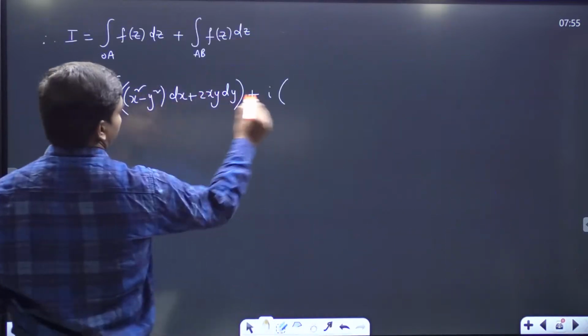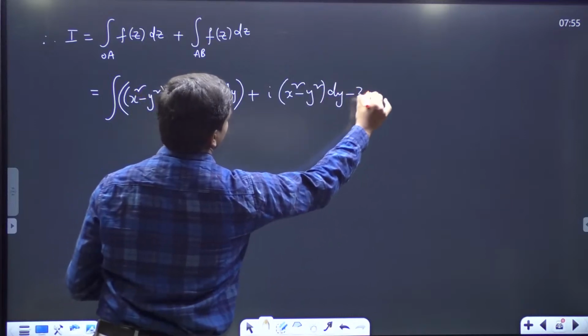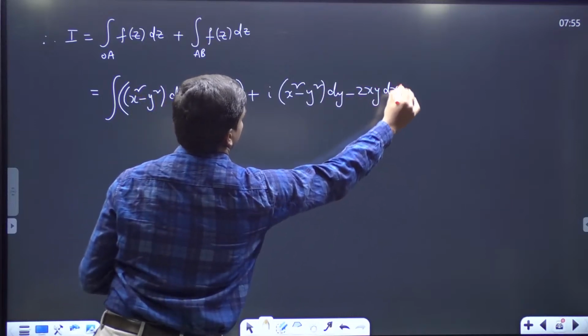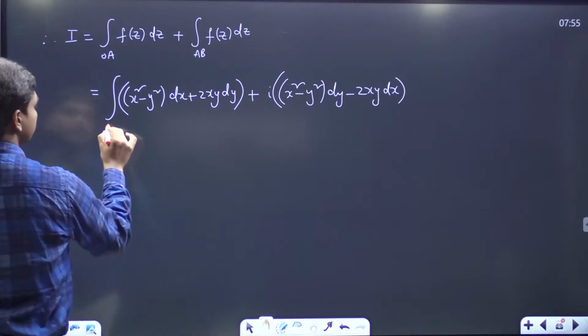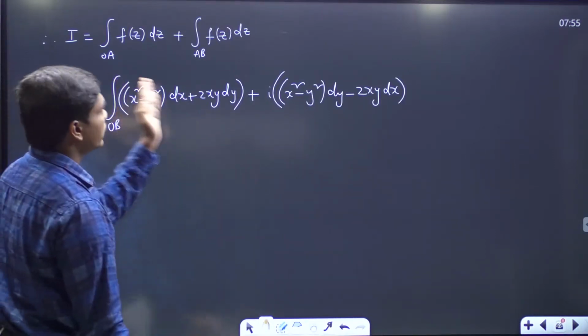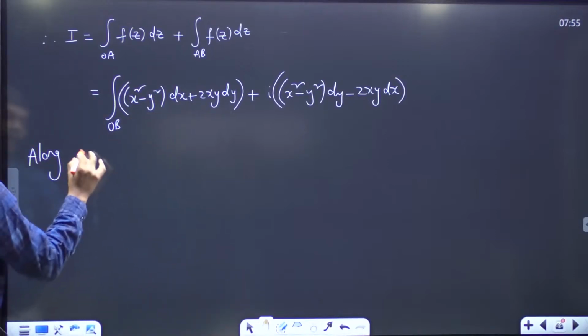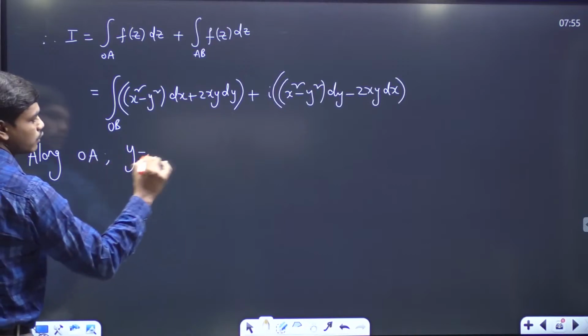So (x² − y²) dy − 2xy dx. This is what we have. Now we need to integrate this along path OB. But since OB has been split into two paths, OA and AB, let us see. Along OA, y is equal to 0, yes or no?